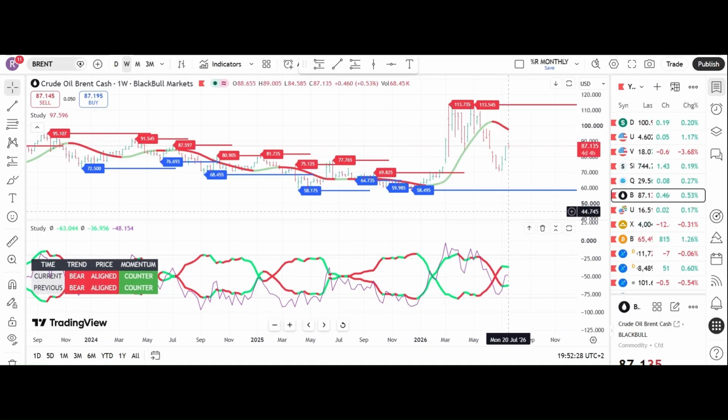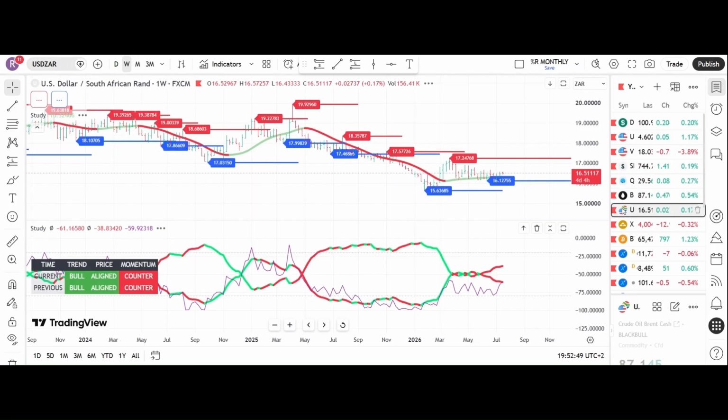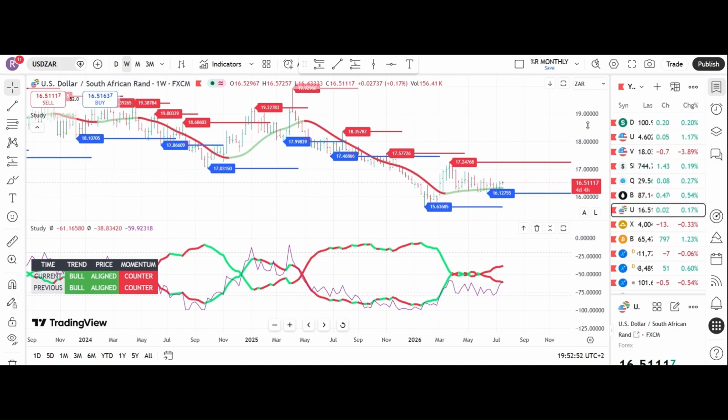Then we come to oil. Oil is continuing its bearish trend, but there's a strong counter trend, as you can see here, as it's going closer to the moving average, and very much the same as last week, but the price has risen. Then the dollar against the South African Rand, same story as last week. We have a bullish uptrend, but there is a counter trend, as you can see here, towards the moving average, and you can see here clearly that counter momentum that is taking place.